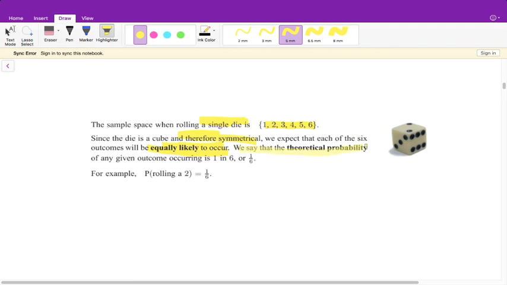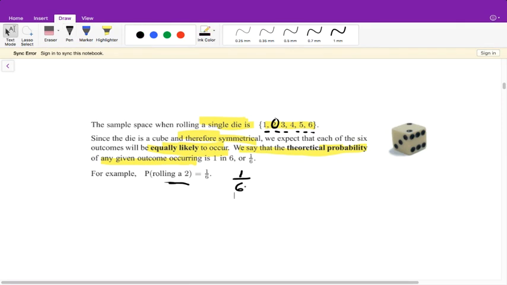And we say that the theoretical probability of any given outcome occurring for this die is 1 out of 6, because the odds of us rolling a 2, as they're saying here, we have 1 two that we can roll out of 6 different sample spaces that can happen. So it's 1 out of 6.